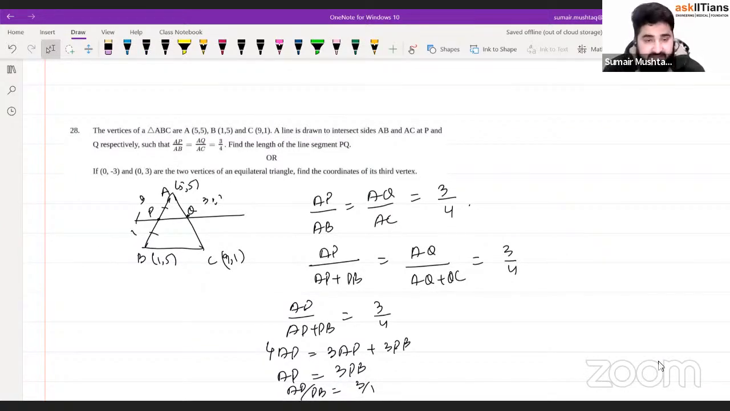Now, if it cuts in the ratio of 3:1, now can you find the coordinate of P? Can you find the coordinate of Q? If you find the coordinate of P, if you find the coordinate of Q, then use the distance formula between them. Is that okay? Is that okay or not? Come on, tell me. Tell me in the chat fast. Is that okay, people?